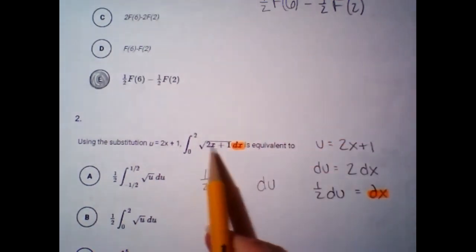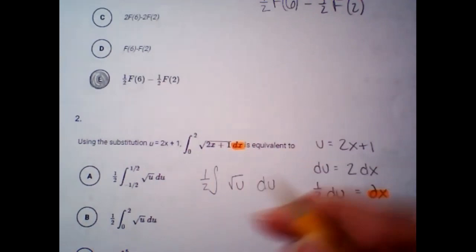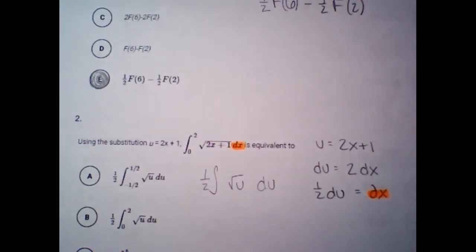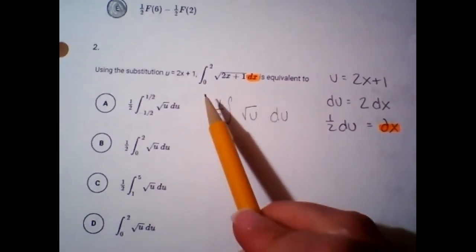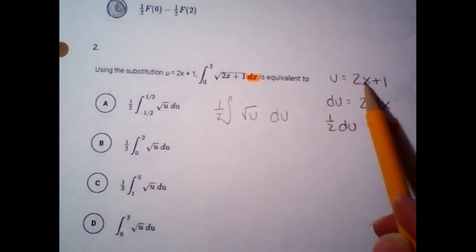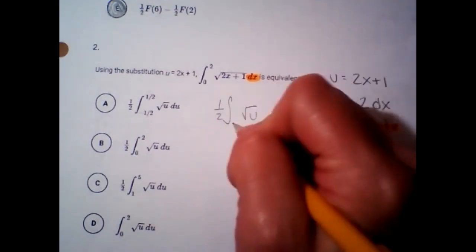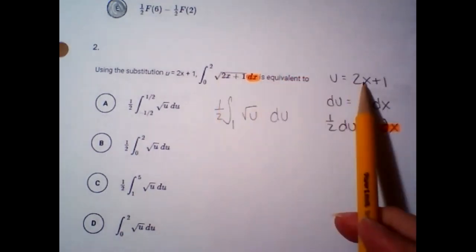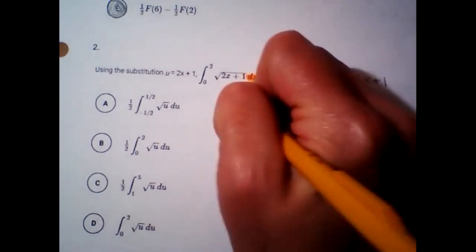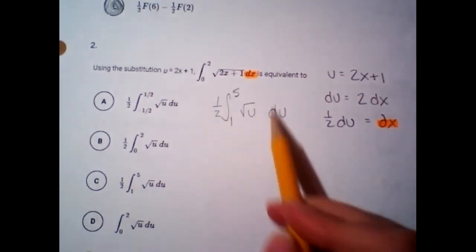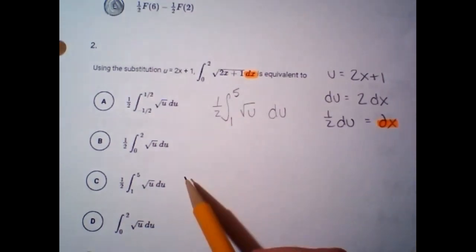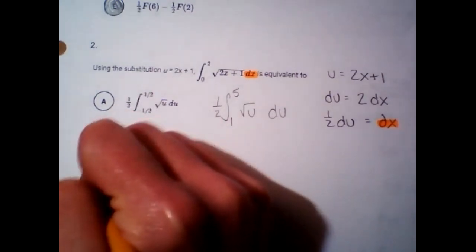So what's still there is square root of u, and that's what's in every single one of these choices. So they all have that. We just need to adjust the boundaries. So if we plug in 0 for x, we're going to get 1. And if we plug in 2 for x, we're going to get 5. And they didn't ask us to go any further. They just wanted us to do the substitution. So finding that answer, this one is C.